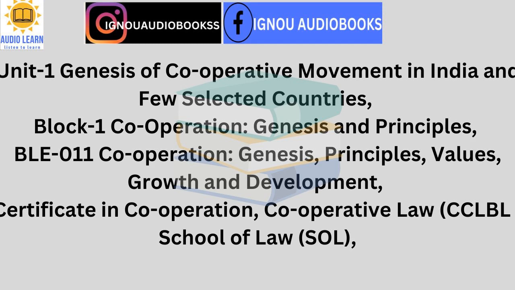However, the Act of 1904 was found insufficient to meet the growing needs of the movement due to the following reasons. One, the Act did not provide legal protection to societies formed for purposes other than credit. Two, there was no provision for the formation of a central agency such as central banks or unions for the financing of primary societies. Three, the classification of societies into rural and urban was arbitrary and was found unsuitable.